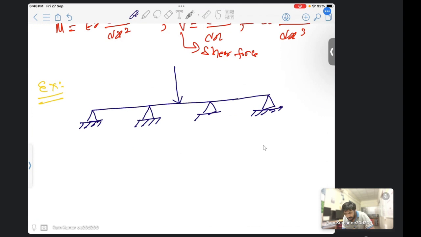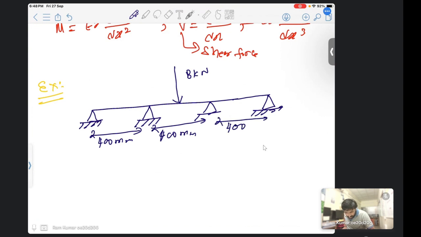This is 8 kilonewton. What are the dimensions? This is 400 mm. This is also 400 mm. This is 400 mm. So all elements have the same dimension. So how many nodes are we having? Node 1, 3, 4.